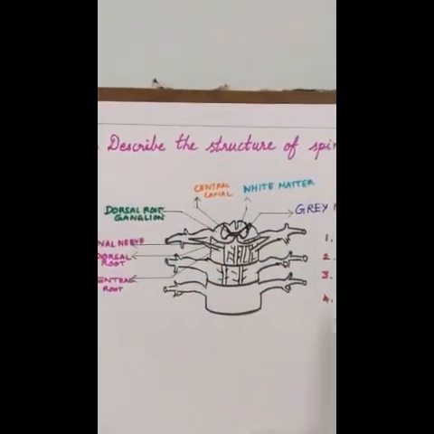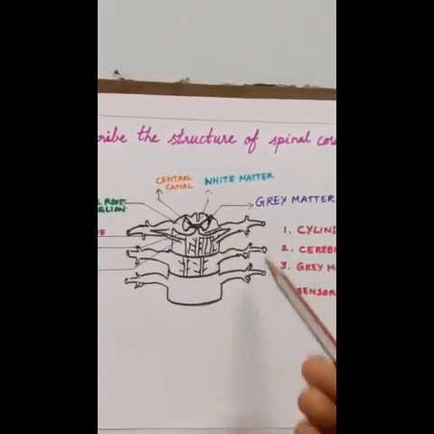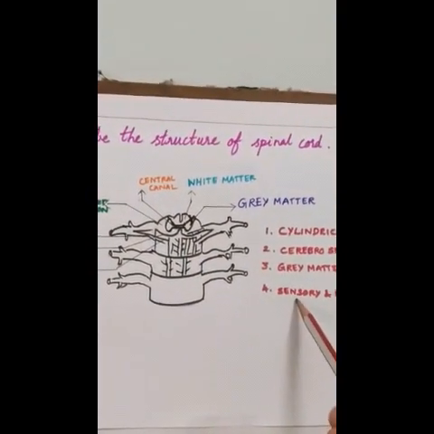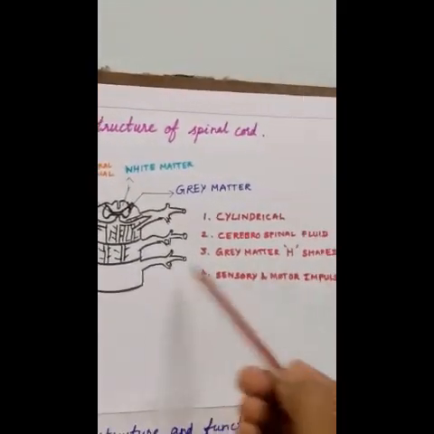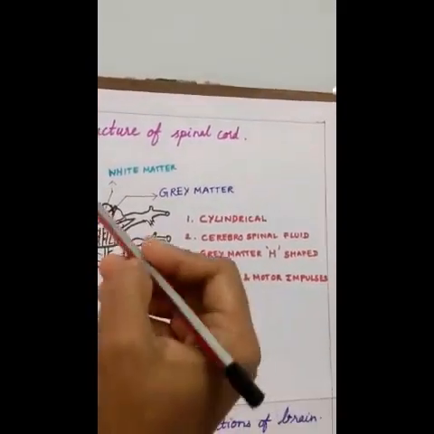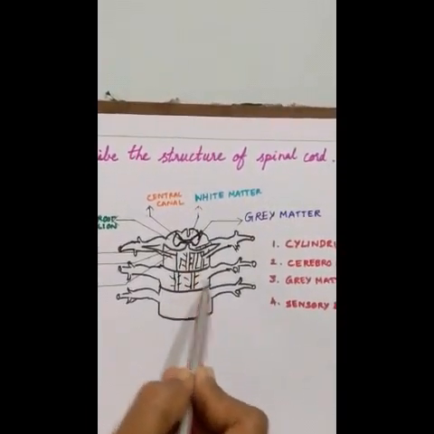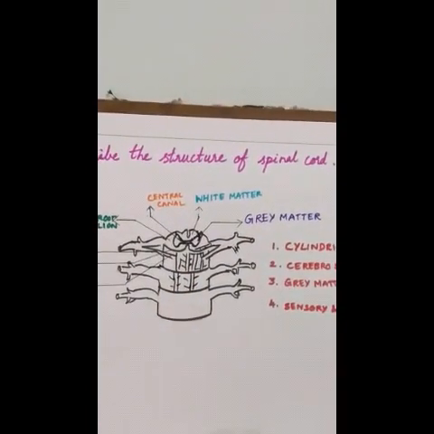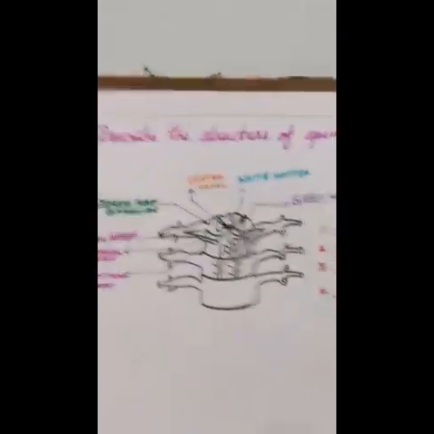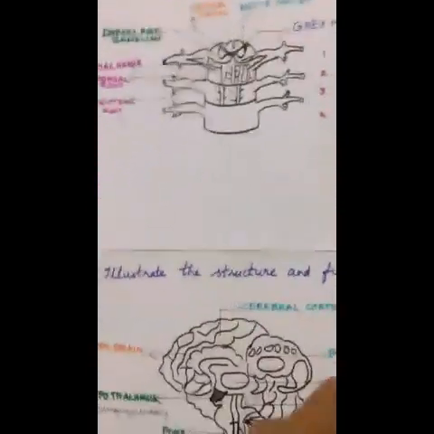The next one, you can say what is its work function. The spinal cord controls the sensory and motor impulses from and to the brain. It controls the reflex action of the body. Then next question, illustrate the structure and functions of brain.